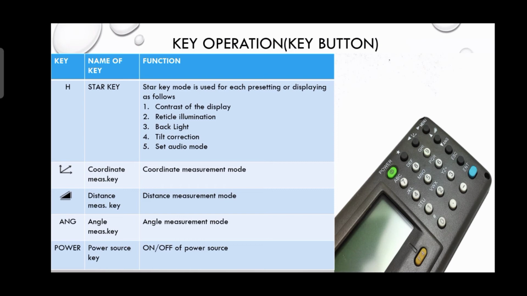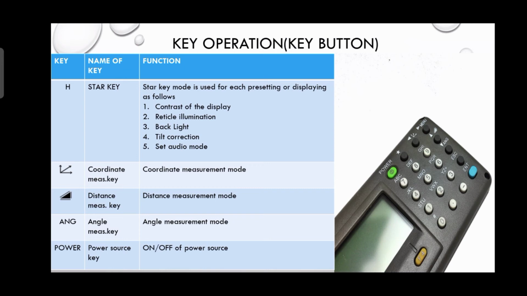Next is the key with the arrow, like a button. The name of the key is coordinate measurement key. This key is for coordinate measurement mode. Next is this triangle logo at the total station display, which is the distance measurement key. This key is for distance measurement mode.